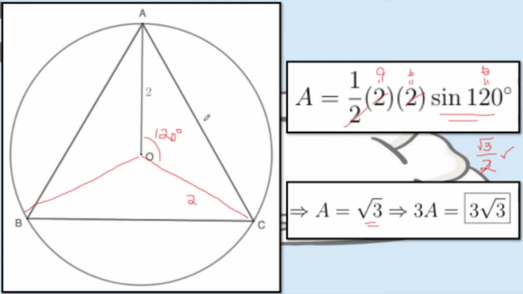Since I've mentioned a while ago that we have 3 congruent triangles here, I'll just take the area of triangle AOC and multiply it by 3. So let's multiply both sides by 3. We have 3a equals 3 square root of 3. And this is the sum of the 3 triangles AOC, BOC, and AOB, which gives us the entire area of triangle ABC. And this is the exact same answer that we got from the geometric approach.